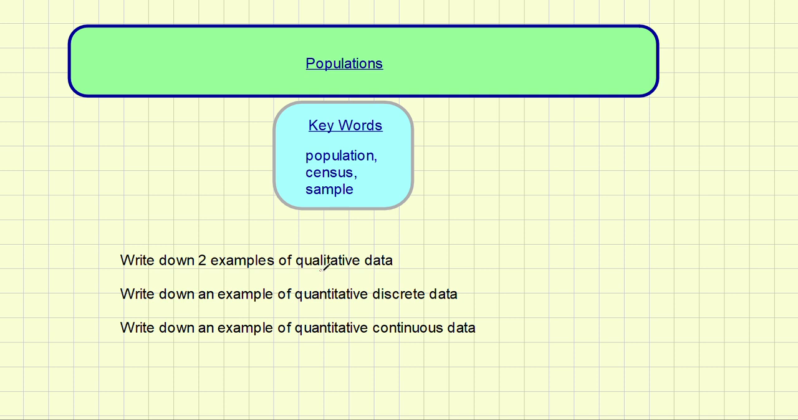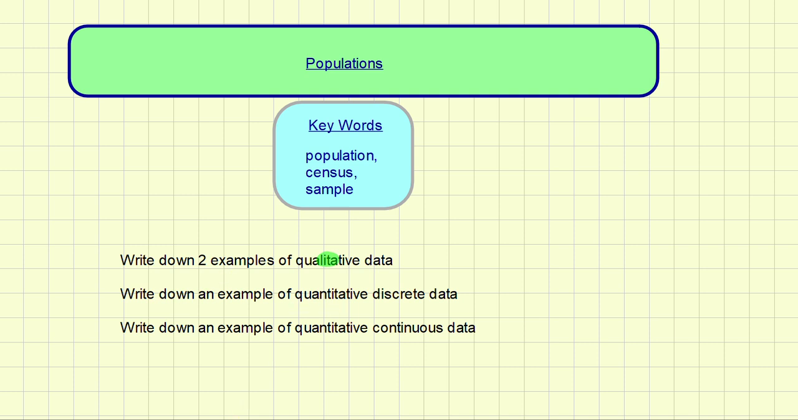Write down 2 examples of qualitative data. Qualit, I think of the word English literature, words. Qualitative data might be colour of cars. It might be the name of your dog. It might be anything that's got words as the answers, okay?